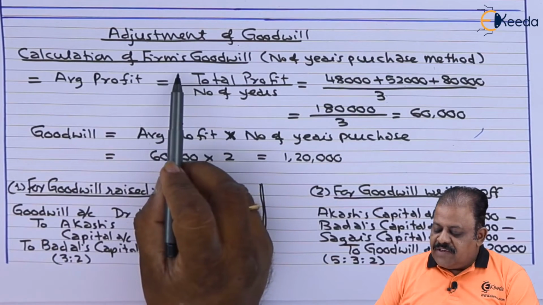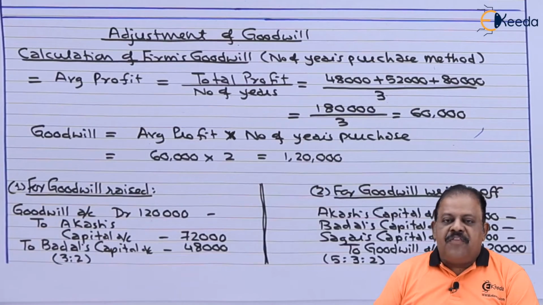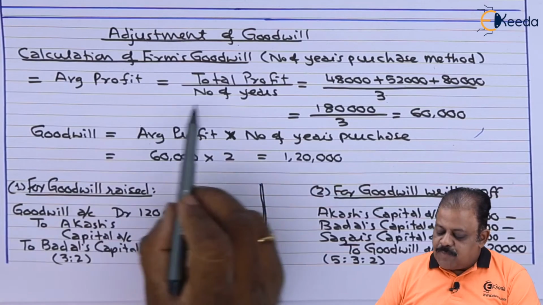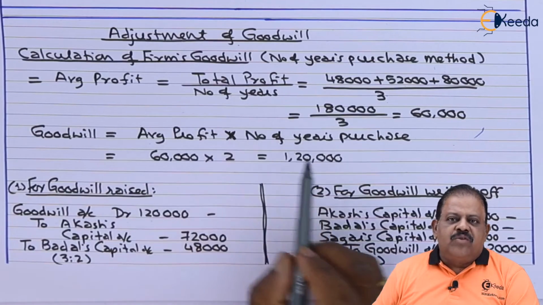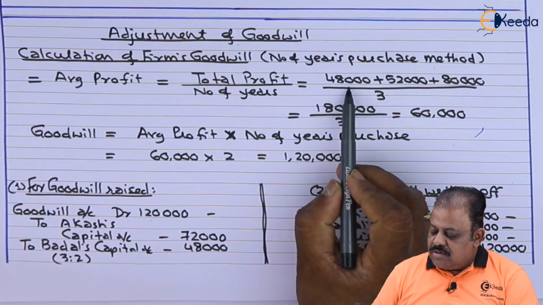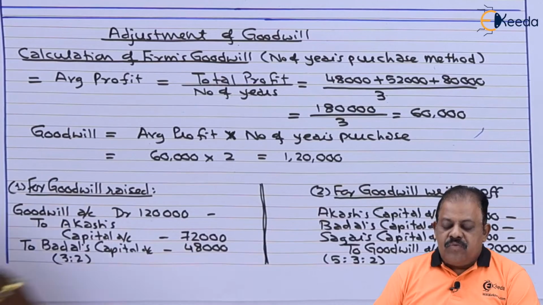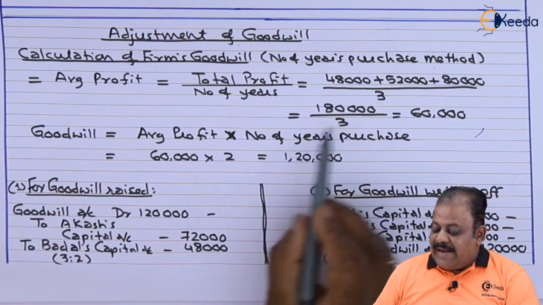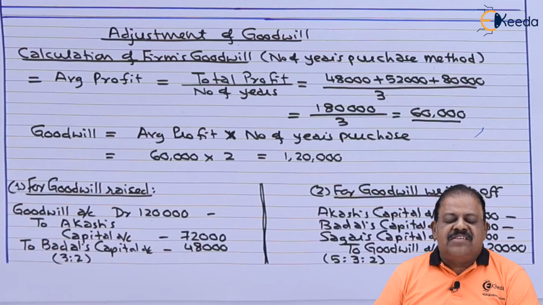We are required to calculate the firm's goodwill based on the number of years purchase method. Accordingly, our first step will be calculation of average profit. Formula is average profit is equal to total profit divided by number of years. In this problem, we have 3 years profit: 48,000, 52,000, 80,000. We are required to divide this by number of years, 3. Total profit of last 3 years is 1,80,000 divided by 3. So we get average profit 60,000.